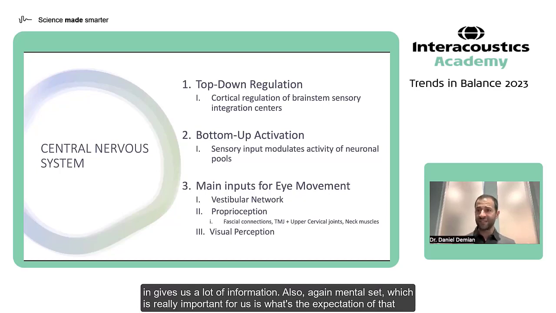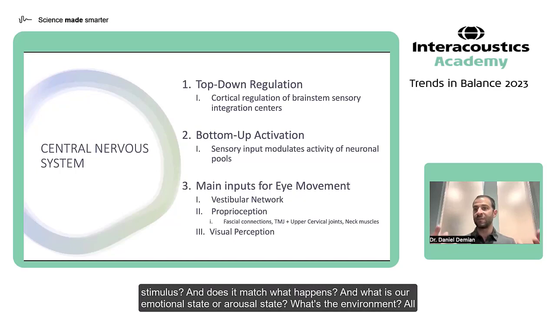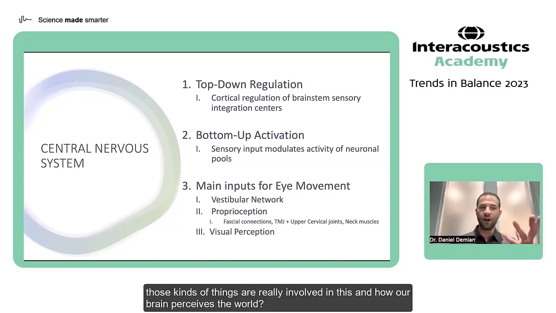Also, again, mental set, which is really important for us, is what's the expectation of that stimulus, and does it match what happens, and what is our emotional state, our arousal state, what's the environment, all those kinds of things are really involved in this and how our brain perceives the world.